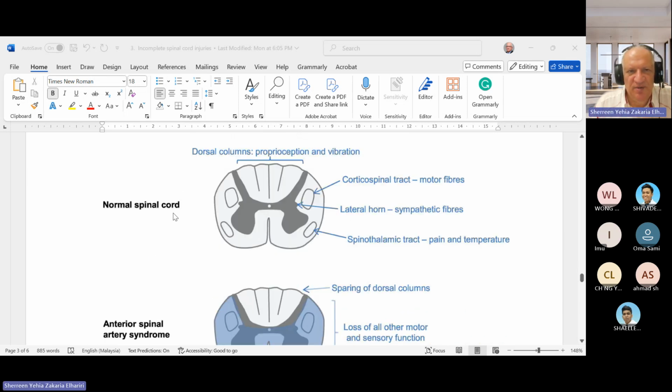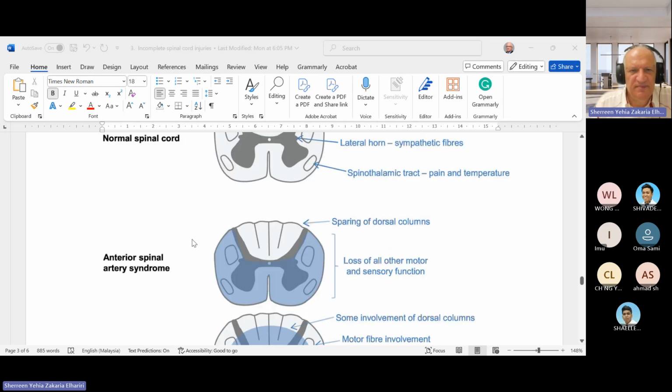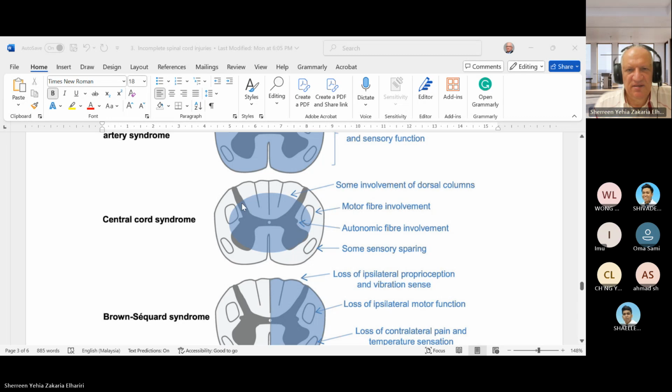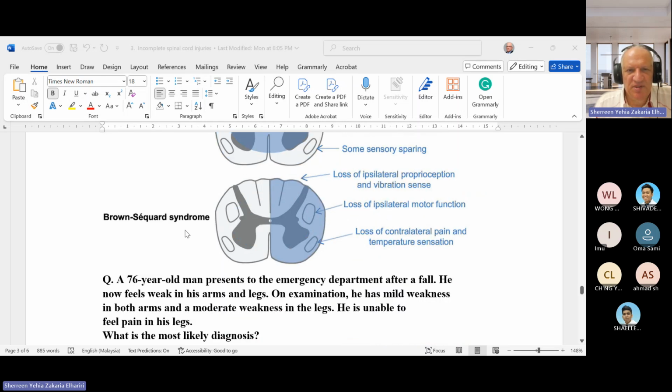So this is a normal spinal cord. This is if you have something anterior or posterior in the back. Again, anterior means loss of motor and sensation, as we mentioned before. Central means you can have some sensory sparing, but motor fiber involvement. Brown-Sequard, which is important to us, is incomplete, so there is loss of motor function on one side, and on the contralateral side they have loss of pain, temperature, and sensation.